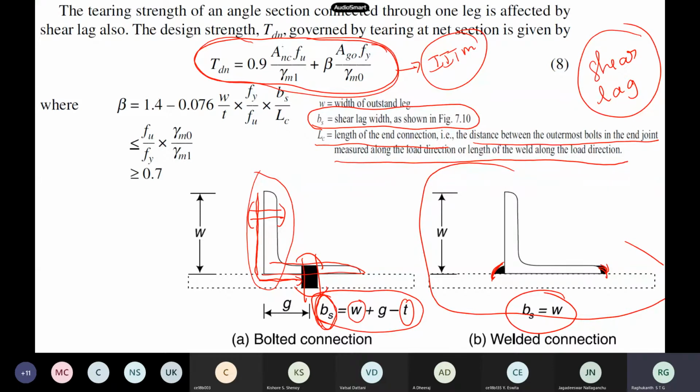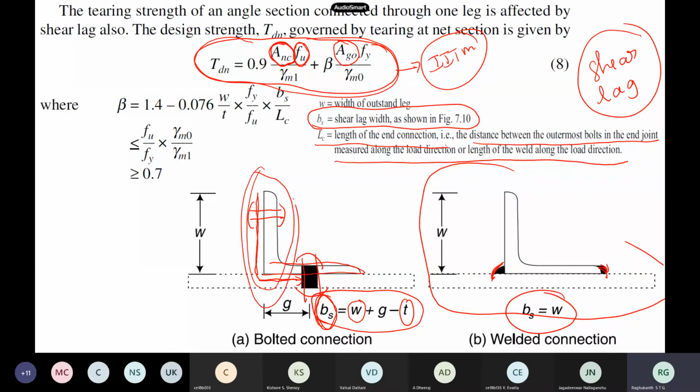So it has two components. One is the net area of the connected leg, then the gross area of the outstanding leg, that is the leg which is not connected. Here all the expressions are straightforward. The most important thing, I think I forgot: whenever there is a net section rupture, that is the net area, you will see Fu. So that is like a plate with a hole kind of a thing.